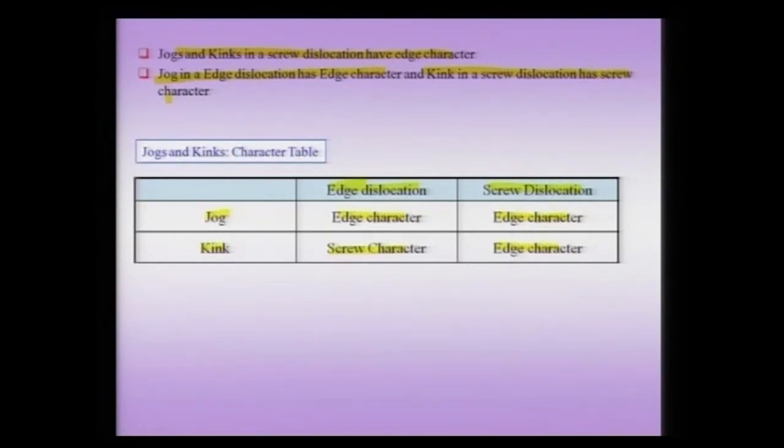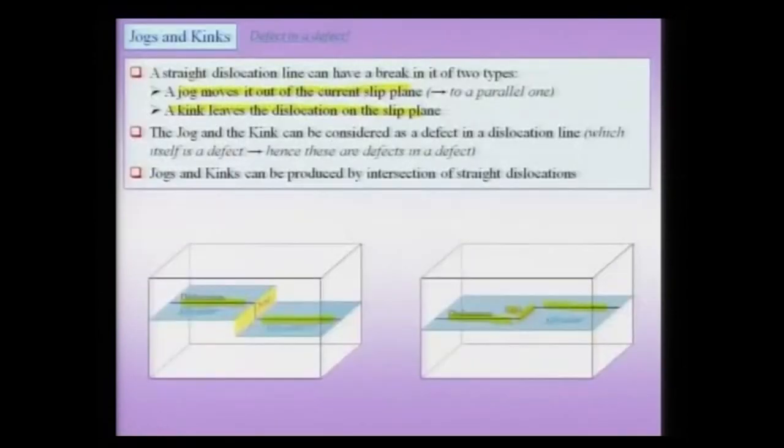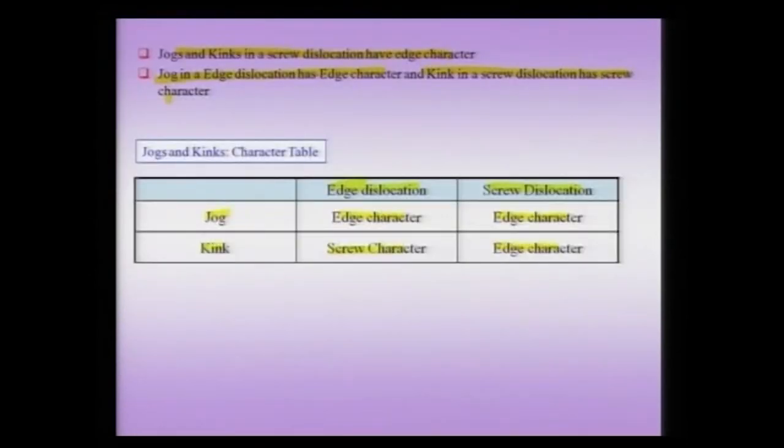In other words, except for the kink in the edge dislocation, all the others have edge character. This is an important note, because this small segment, which is a jog or a kink, can be of a different character as compared to the original dislocation itself. In other words, a kink in an edge dislocation can have a screw character, and this is something important to note. So, this table gives us a character table for the jogs and kinks in straight dislocations.